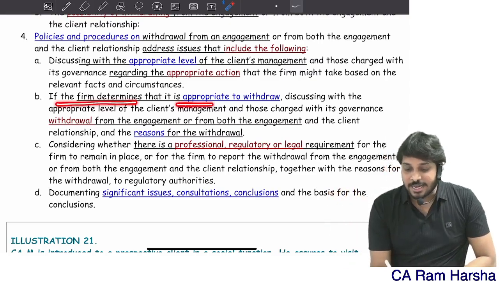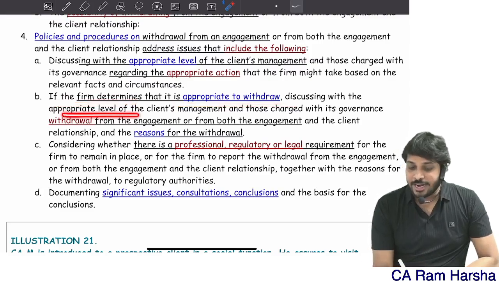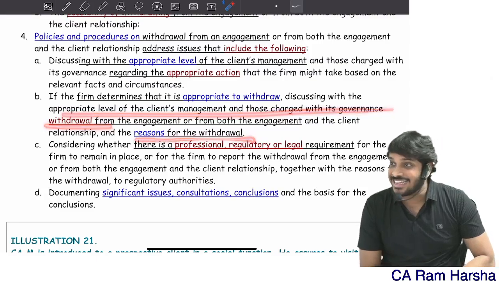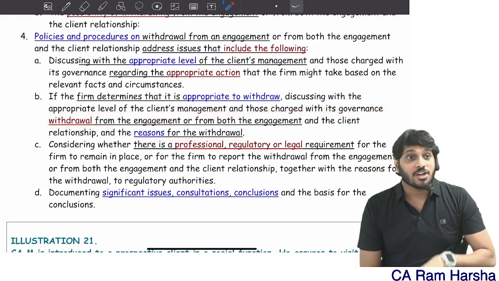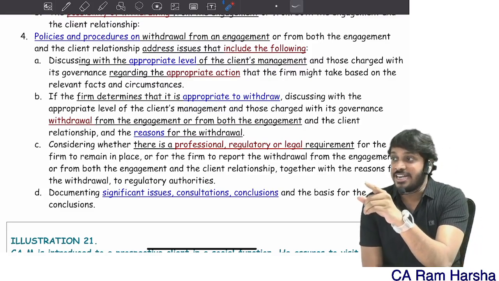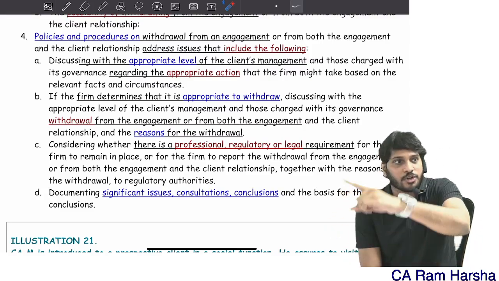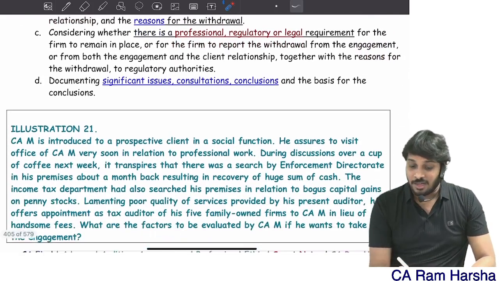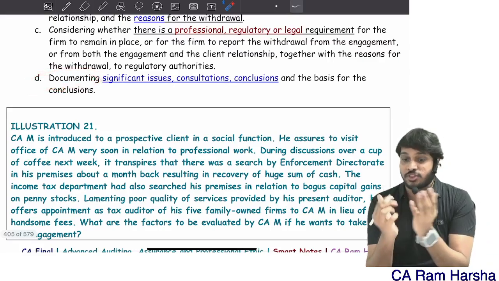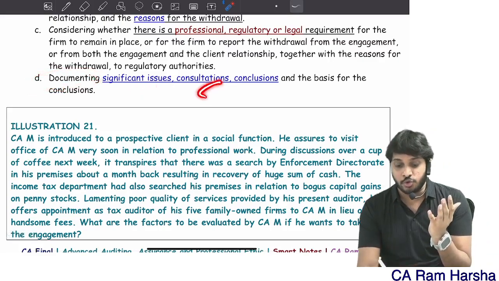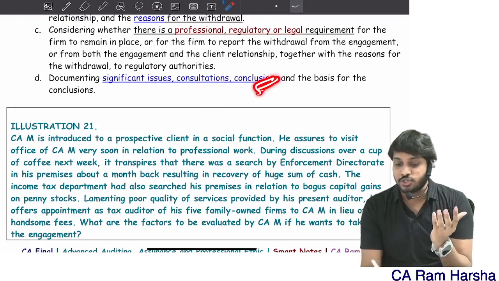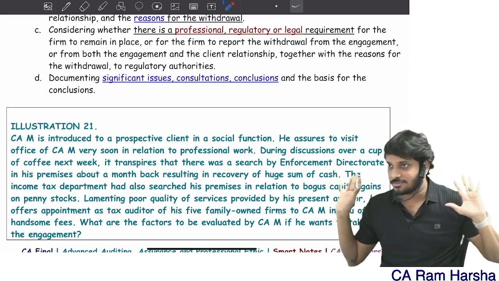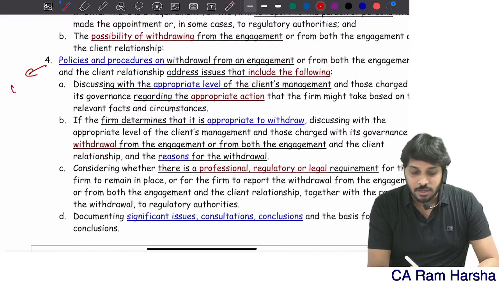If the firm decided to withdraw, communicate to client management and those charged with governance about the withdrawal and reasons for withdrawal. Not only them, see whether you have any legal or regulatory requirements to report the withdrawal to somebody. Consider that also. And document why you withdrew, significant issues, with whom you consulted, what decisions you reached, and what is the basis for those decisions. Document. They will ask you a question on this.